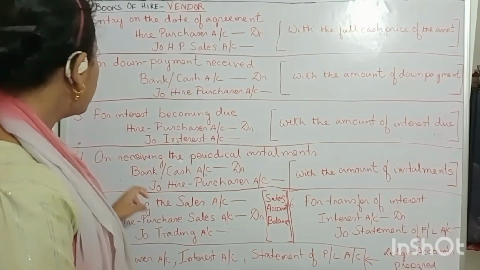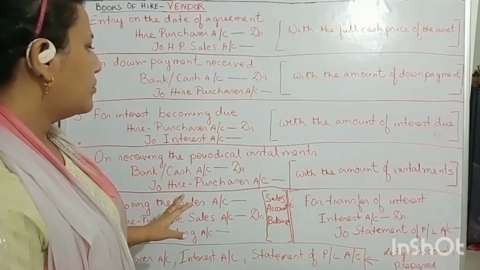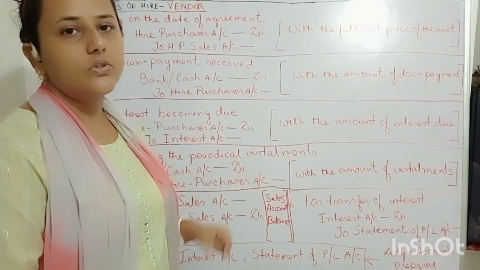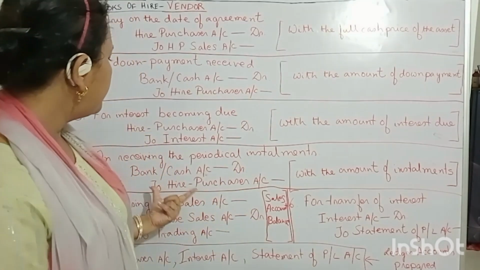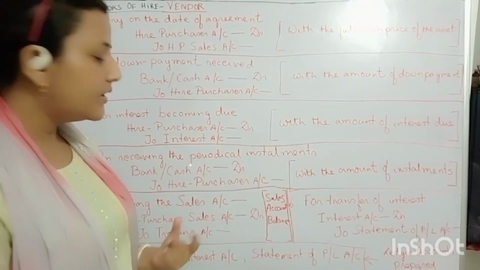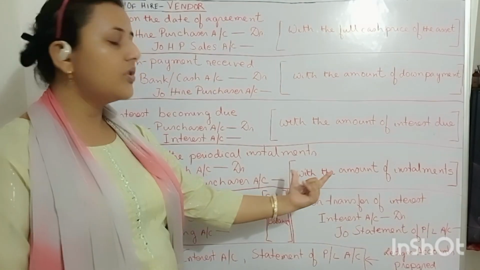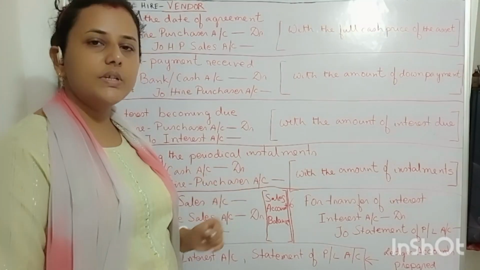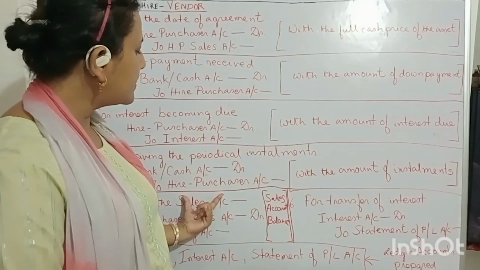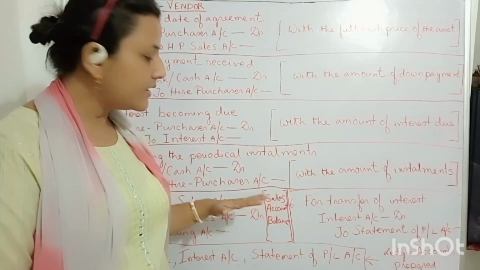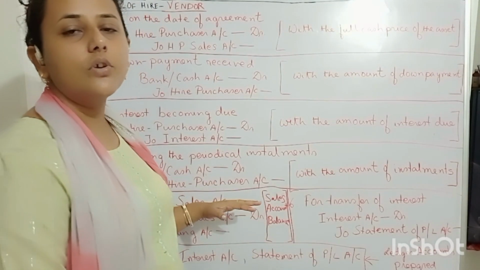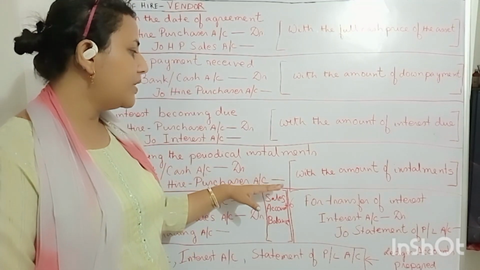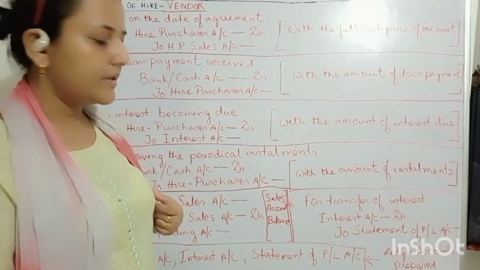Then, on receiving the periodical installments. When the hire vendor receives the periodical installment, bank/cash account should be debited to hire purchaser account with the amount of installments. Cash is an asset, it increases, so it should be debited. Hire purchaser is also an asset. When cash comes into the hands of the hire vendor, hire purchaser decreases, so it should be credited with the amount of installments.